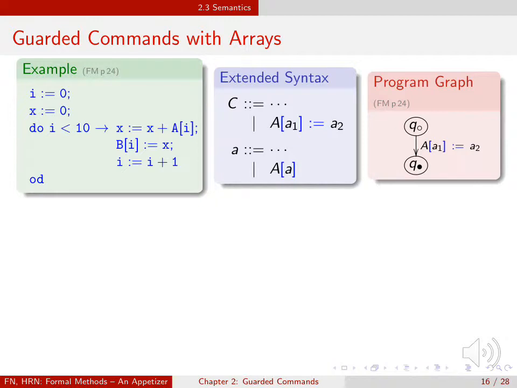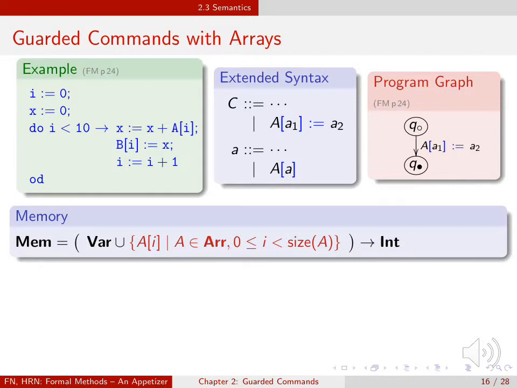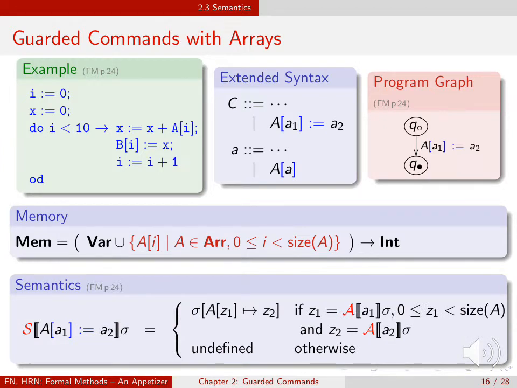The construction of program graphs follows the method already used for assignment to variables. The memory is also changed to not only map variables to integers, but also to map array entries to integers, but only for those entries of an array that are within bounds. The semantic function for array assignment first evaluates the index and next the new value. Then it produces an end memory where the array entry has been updated. It is undefined if A1 or A2 turns out to be undefined or the index is out of range.